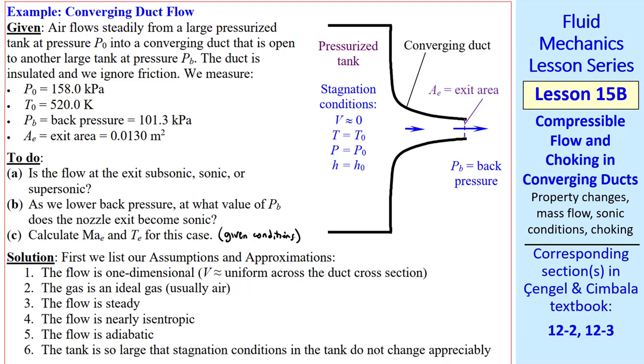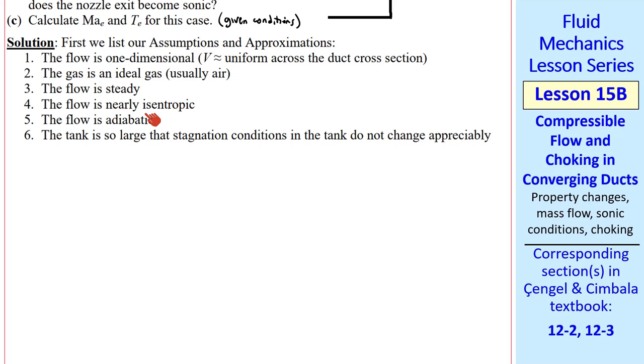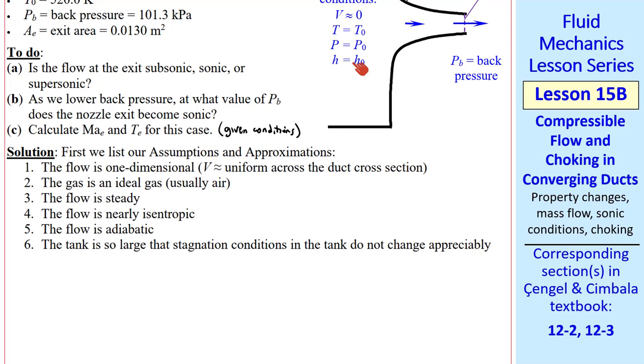Well, let's list our assumptions and approximations. 1D flow, ideal gas, steady, nearly isentropic, adiabatic. We also assume that the tank is so large that these conditions do not change as flow is escaping. Or imagine that we have a compressor that keeps compressing the air so that T0 and P0 remain the same.